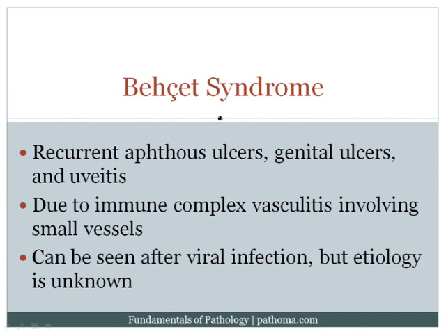One of the derivative syndromes concerning aphthous ulcers is Behçet syndrome, in which patients get recurrent aphthous ulcers plus genital ulcers and uveitis, so that they may have some sort of visual disturbance. So this is the triad: recurrent aphthous ulcers plus genital ulcers and uveitis. It's actually due to immune complex vasculitis involving the small blood vessels. We don't know the exact etiology. It may be seen after a viral infection, but again, we don't know the exact etiology.